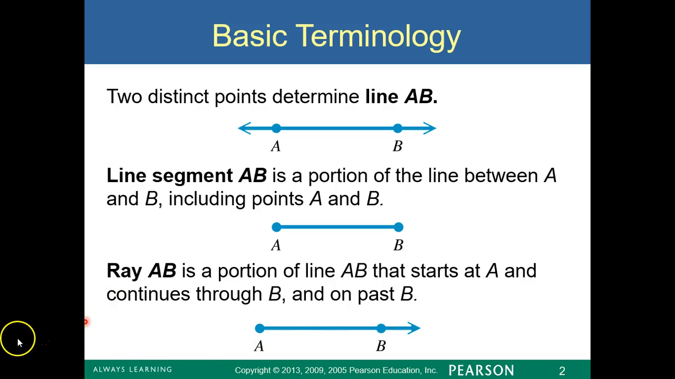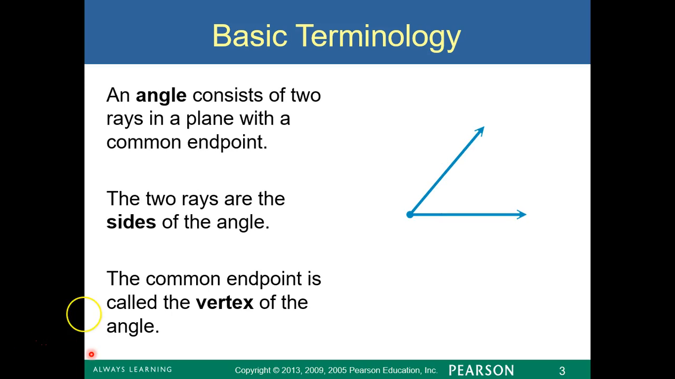Okay, so let's do an exercise. Well, before we get to an exercise, let's look at some more terminology here. Something about angles. An angle consists of two rays in a plane with a common endpoint. This is our common endpoint, which is called the vertex. And an angle is made up of two rays, and those two rays are called the sides of the angle.